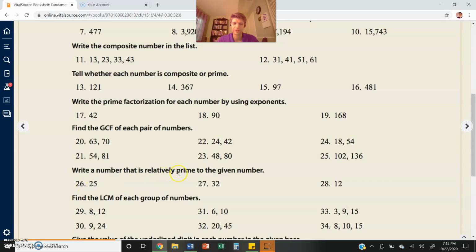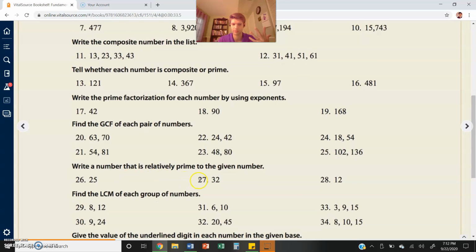Here you're going to have to review relatively prime. Remember, this is just a greatest common factor of 1. So you're going to have to pick a number. So hope you guys do well with that. You only have to answer one, number 27. And then you have 29, 31, and 33 that you were finding the least common multiple of these numbers.